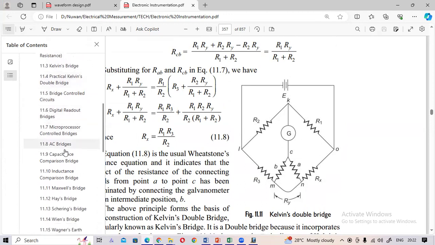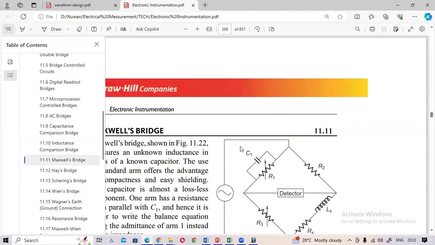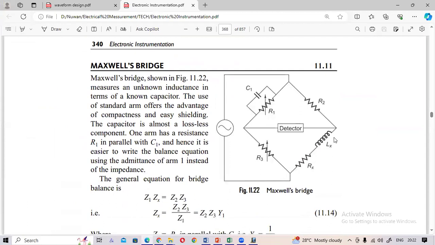Then AC bridge. There are several types of AC bridge, so we will start from here maybe. The whole thing has the same principle. I will take this one, the Maxwell bridge. This is normally referred to as the Maxwell bridge. Now you can see that this is a variable resistor. This one is also a variable resistor, and these are known resistance and known capacitance, and this Rx means unknown resistance and inductance.